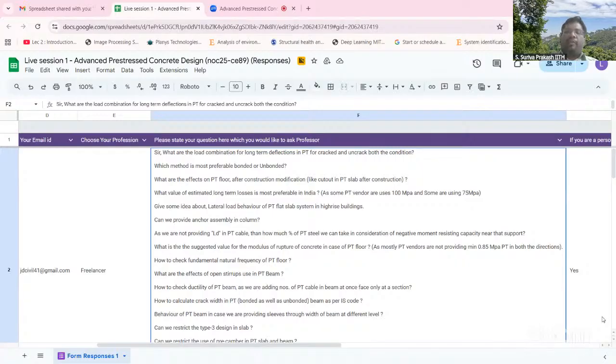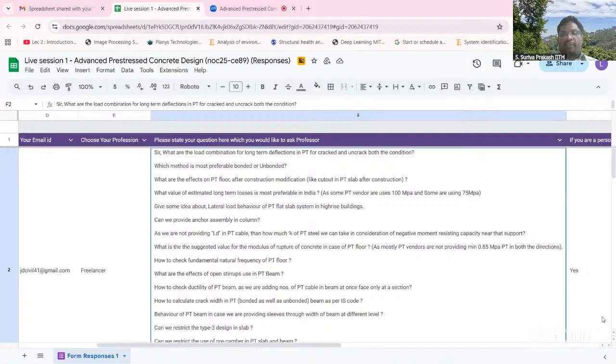It mainly depends upon your concrete mix design. If your concrete has a lot of water cement ratio during the casting, then your long-term deflections will be very high because the water tries to escape from the system. Then you'll have additional curvature and additional problems related to creep and shrinkage. So that's what I'm saying.